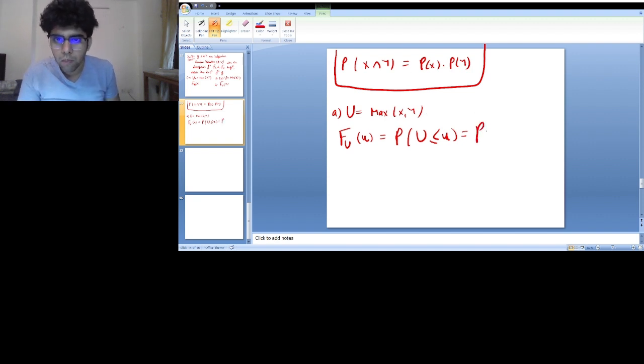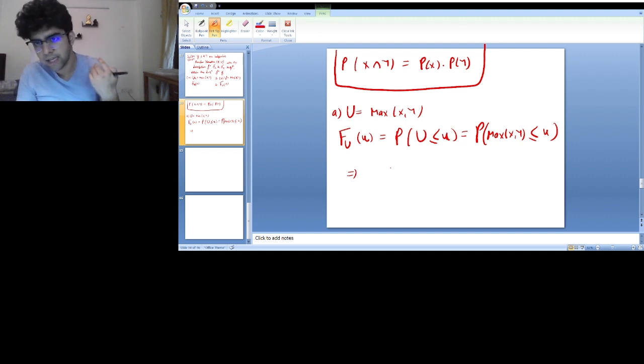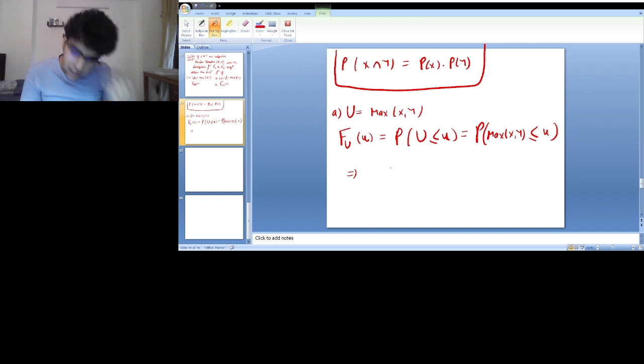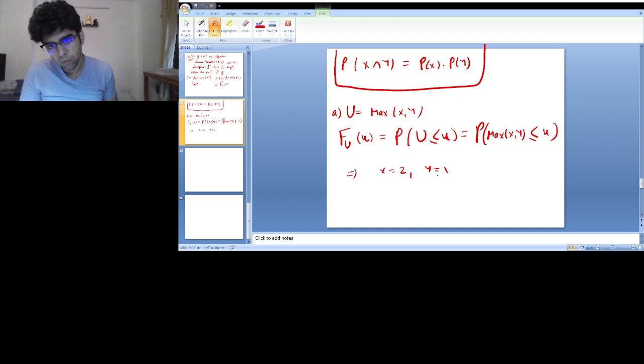So I can just substitute it. So max of X comma Y less than or equal to u. This says that the maximum of X comma Y should be less than or equal to u. So for example, if my X is greater than Y, my X is also less than u, and if my X is greater than Y and my X is less than u, this automatically implies that my Y is also less than u. X is equal to 2, Y is equal to 1.